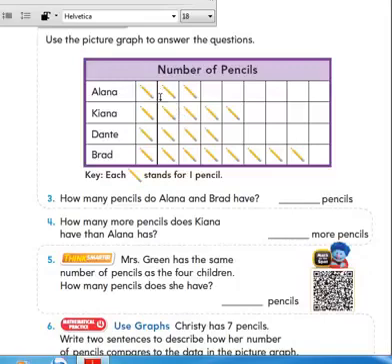So, what do you think? What is the key here? Yes, the key that each picture of pencil stands for one pencil. So there are the number of the pencils with each student. How many pencils do Alana and Brad have? Alana and Brad have how many pencils here?